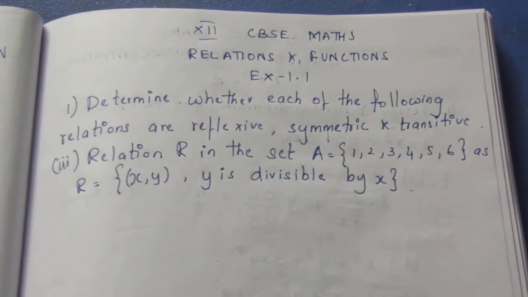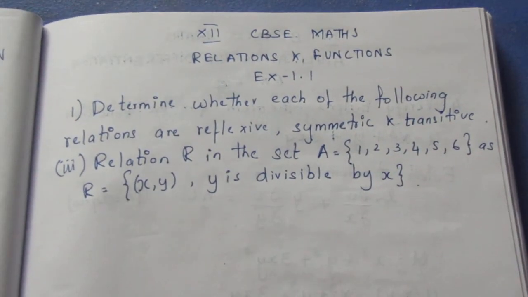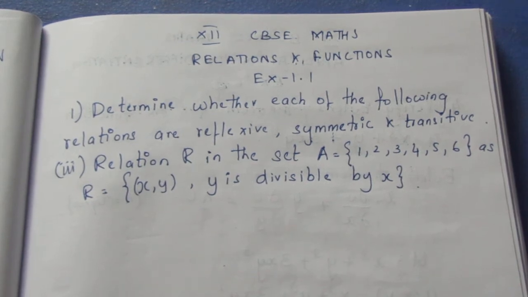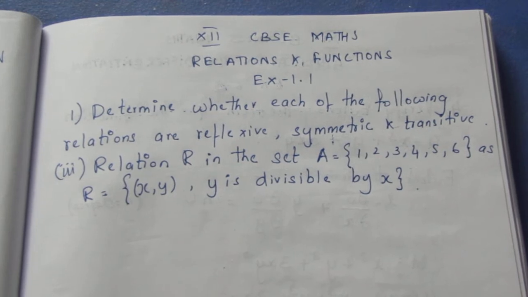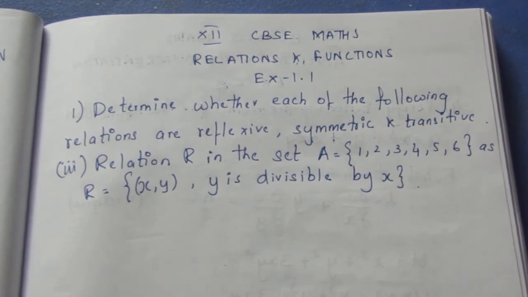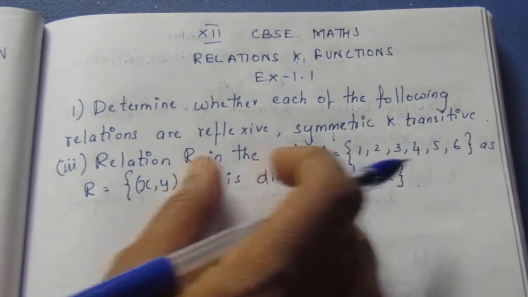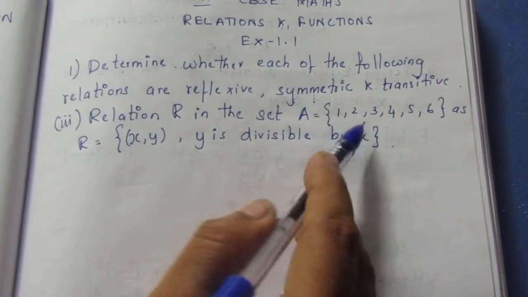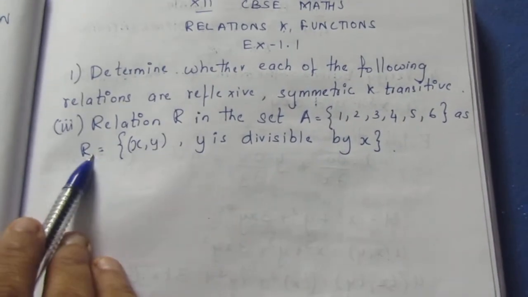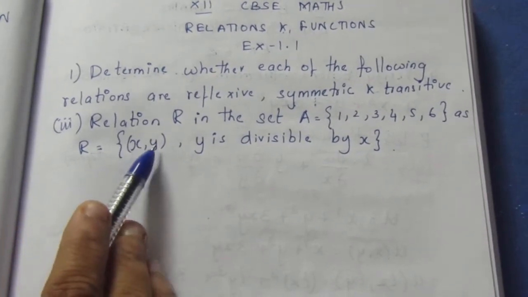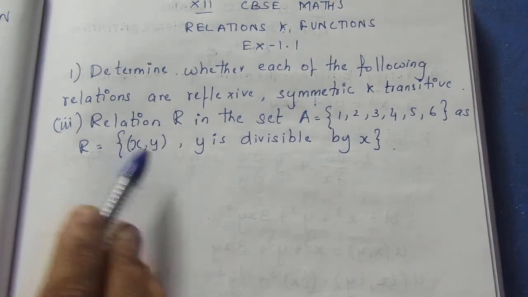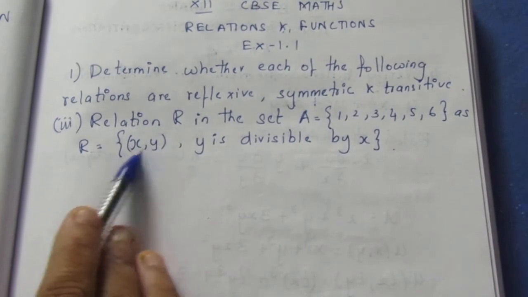Today we are going to see 12 CBSE Maths Relations and Functions exercise 1.1 question number 1 in that third subdivision. Let's see the question. Determine whether each of the following relations are reflexive, symmetric and transitive. So we are going to find whether this is reflexive, symmetric and transitive. Given is A is equal to {1, 2, 3, 4, 5, 6}. Relation R equal to {(x, y): y is divisible by x}. Second one is divisible by the first one.